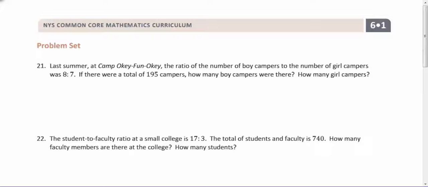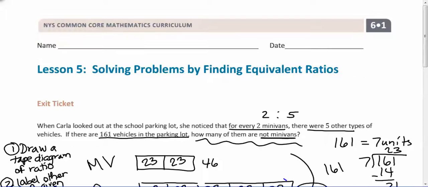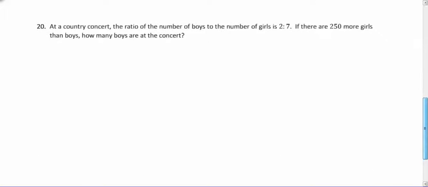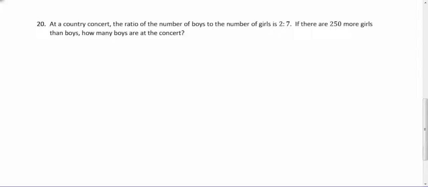So you guys, well, we practiced some other examples in class. So we hadn't done number 20 yet, so here's one that we could do. It says at a country concert, the ratio of boys to girls is 2 to 7. So boys to girls, it was 2 boys for every 7 girls. If there are 250 more girls than boys, the key word here that we're going to be dealing with today is more. It wants to know how many boys there are at the concert.